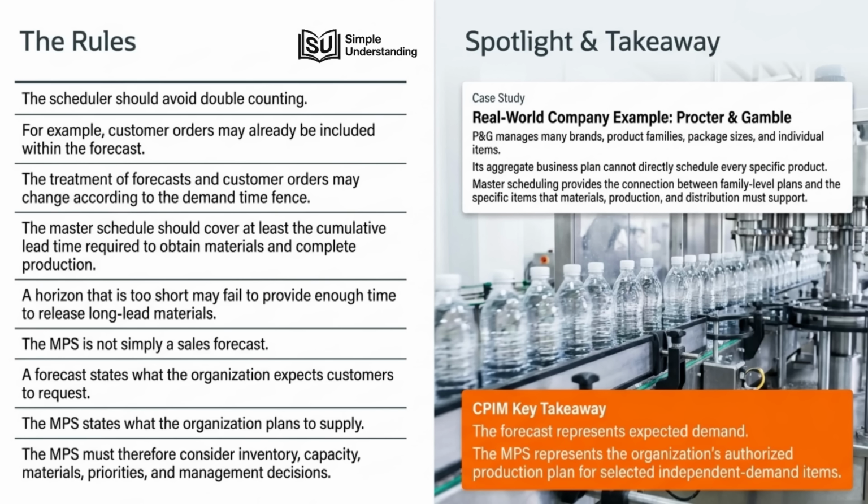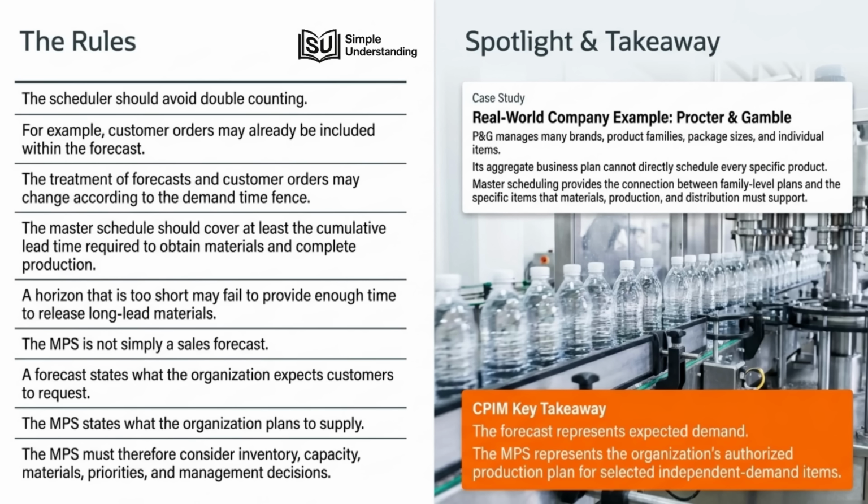Real-world company example: Procter & Gamble. P&G manages many brands, product families, package sizes, and individual items. Its aggregate business plan cannot directly schedule every specific product. Master scheduling provides the connection between family-level plans and the specific items that materials, production, and distribution must support.